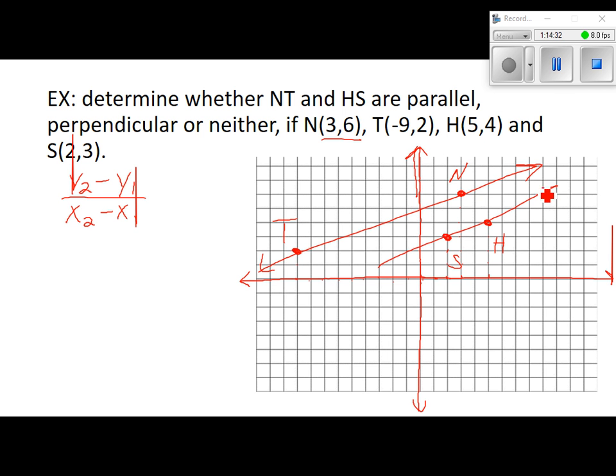And that's our second line. We're trying to decide if these lines are parallel, perpendicular, or neither. Don't just go by the drawing. Make sure you're actually doing what you need to do here. And what we need to do is find the slopes. If the slopes are the same, then they're parallel. If the slopes are opposite reciprocals, then they're perpendicular. If the slopes are neither of those two things, then they're neither.